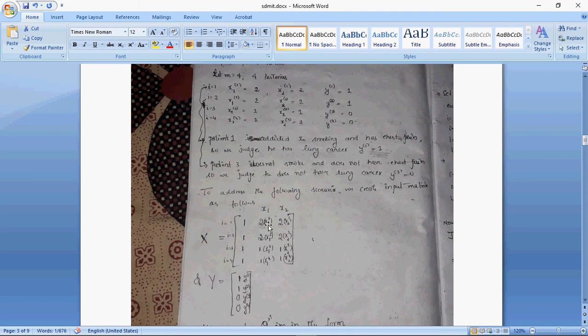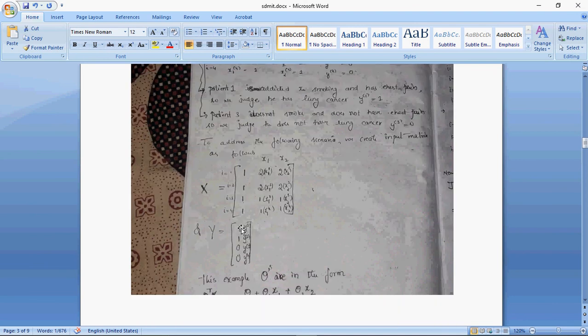So X is created in this manner. X1 is a column vector, X2 is a column vector, Y is also a column vector. X and Y will be given to you, but they won't give you the capital X directly. You have to create capital X by stacking the inputs in this manner. X1 and X2 are stacked, and the first column is made 1 because we require theta naught.